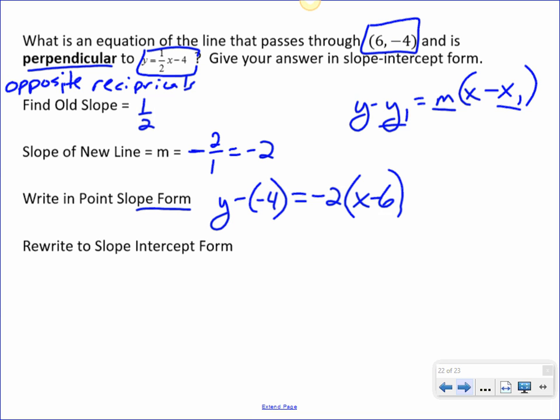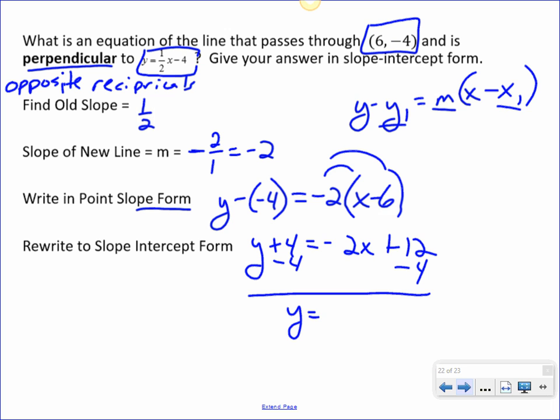If I wanted to rewrite that into slope-intercept form, I would first rewrite this side over here to y plus a 4. I would distribute the negative 2, and I'd get a negative 2x plus a 12. I would then minus the 4, and I would get y equals a negative 2x plus an 8. So there would be your equation for that one in slope-intercept form.